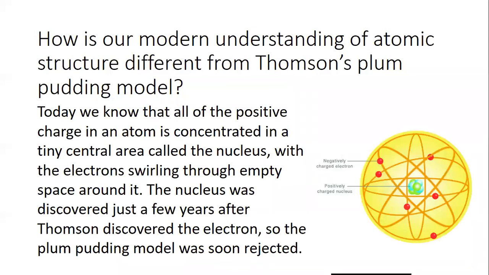Well, today we know that all of the positive charge in an atom is concentrated in a tiny central area called the nucleus, with the electrons swirling through empty space around it. The nucleus was discovered just a few years after Thomson discovered the electron, so his plum pudding model was very soon rejected.